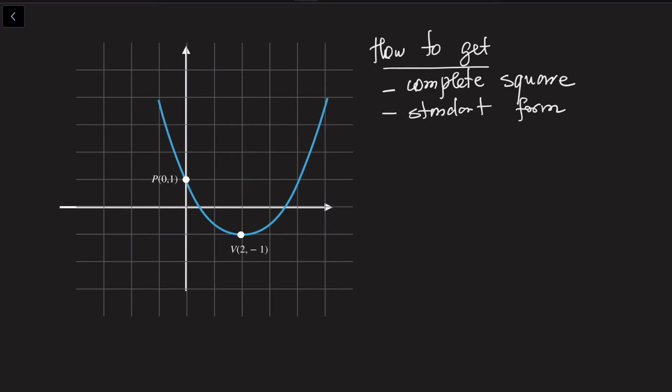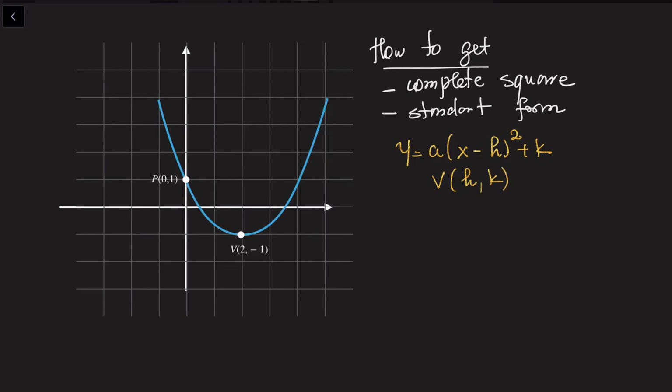We first of all need to know that since we are given the vertex of this parabola, then we can write down the equation. So if you remember, the template of the complete square form was y is equal to a times x minus h in the square plus k, where the vertex is going to be h and k.